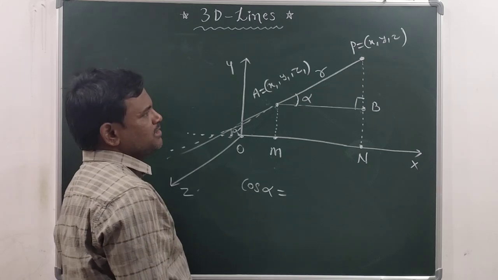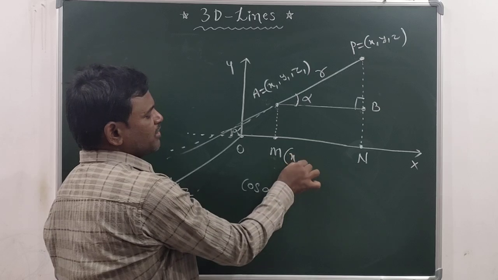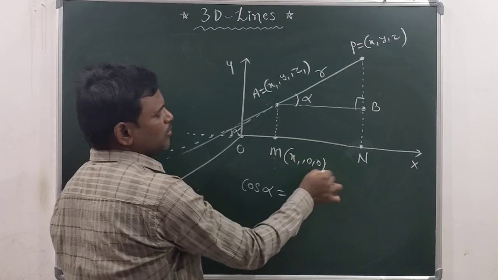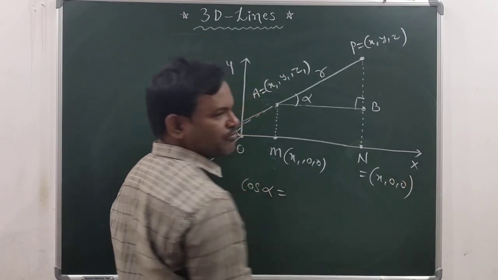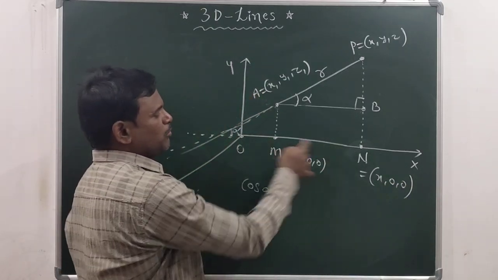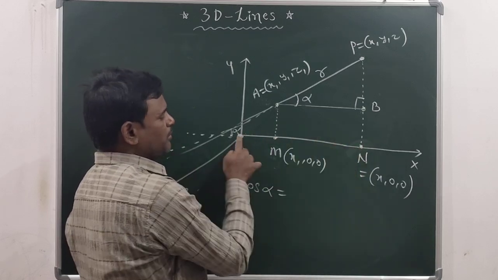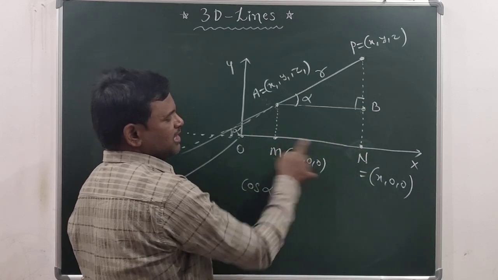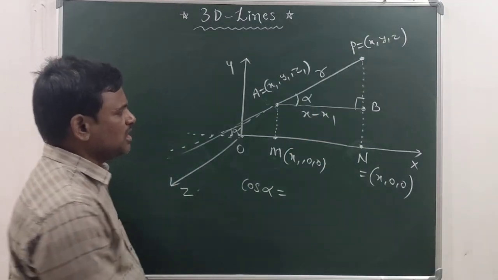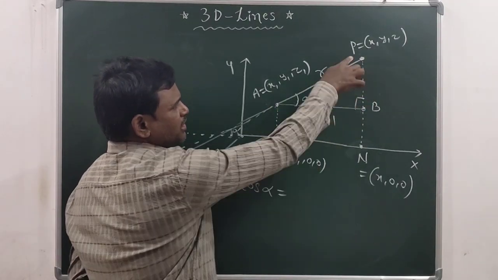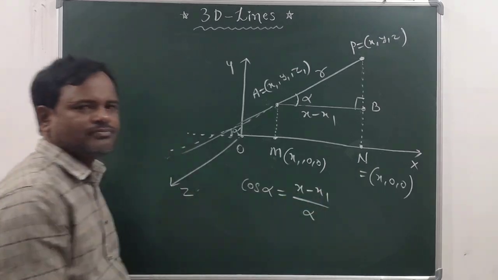Now you know students, what are the coordinates of M? x1 comma 0 comma 0. What are the coordinates of N? x comma 0 comma 0. Now what is the distance from M to N? So x minus x1, from here to here x, from here to here x1. So I want this length. How much is this? x minus x1. Now cos alpha is equal to adjacent by hypotenuse, x minus x1 by r.